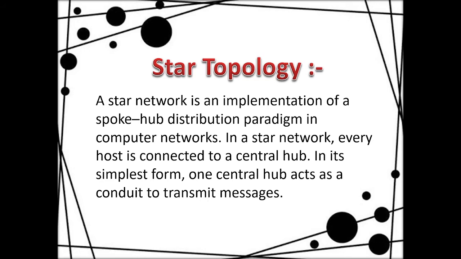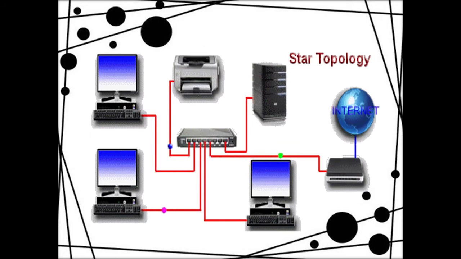We can see one example here. As we can see, there is one hub which is connected with all systems. There are many systems connected with one single hub. This hub is a central hub which sends and receives the messages. There are advantages and disadvantages of star topology.